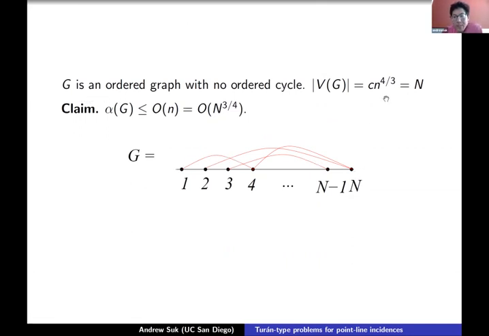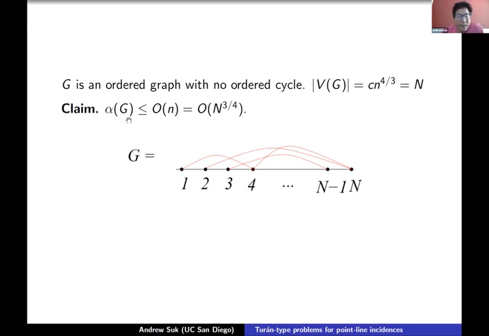The number of vertices is n to the 4/3, which we'll just call big N. And the claim is that the independence number is on the order of little n, which will be on the order of big N to the 3/4. And so this would be the construction here and prove the theorem.